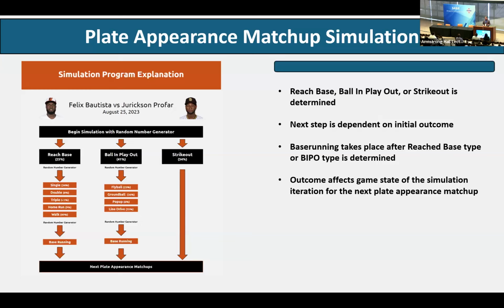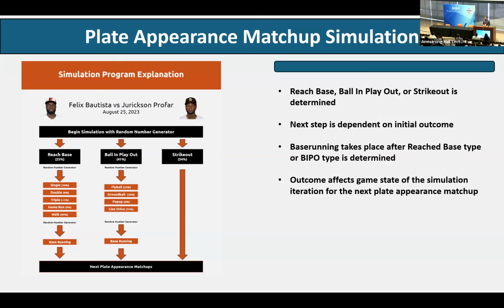If it's a reach base event, is it a single, double, etc.? If it's a ball in play out event, what type of batted ball is it? And then I do have some base running dynamics. It's not player specific, but looking at league-wide dynamics. So things like, if there's someone on first, are they only advancing one base? Are they advancing two bases?